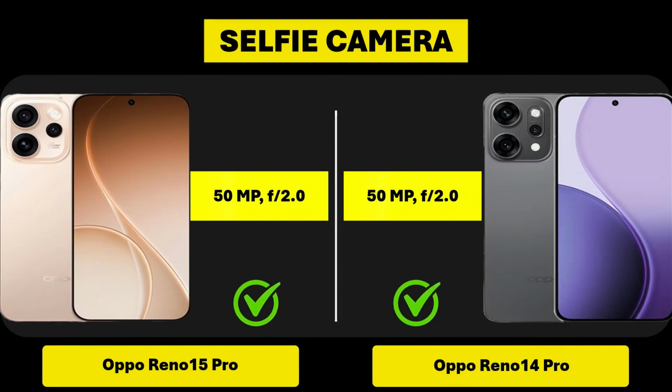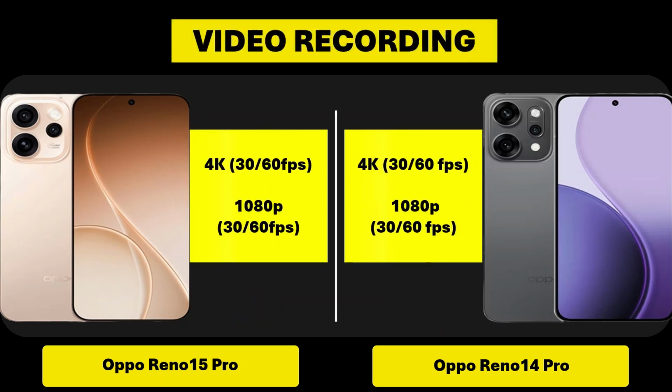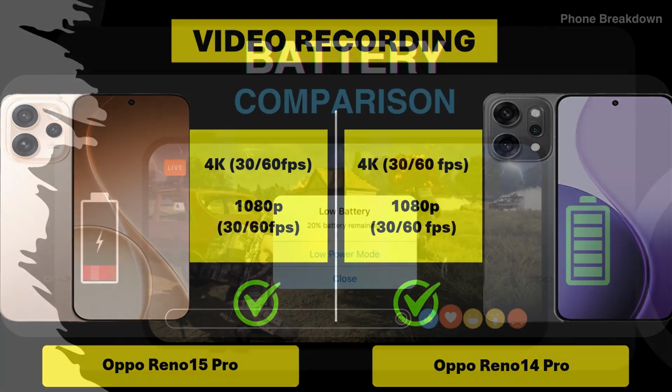Up front, both phones feature a 50 megapixel selfie camera. For selfie video, both shoot 4K at 30 or 60 frames per second and 1080p at 30 or 60 frames per second.